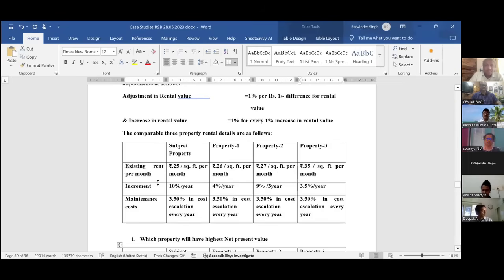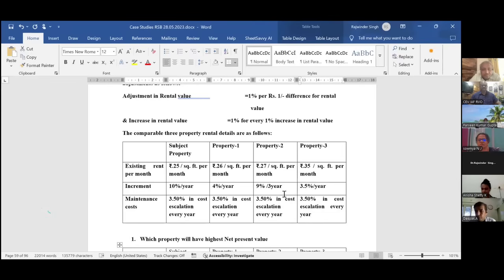And the increment here is 10% per year. In fact, the first property's increment is 4% per year. For the second property, it is 9%, sorry, per 3 years. That is 3% every year. And the third property is 3.5% every year.